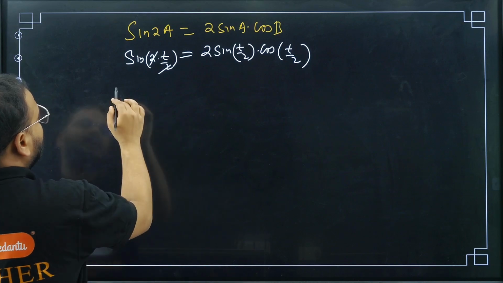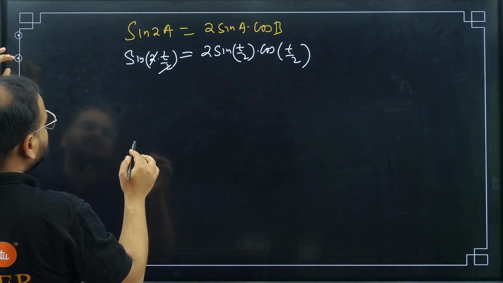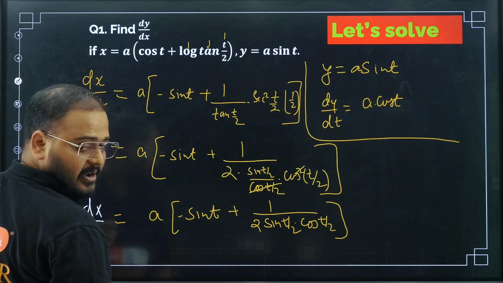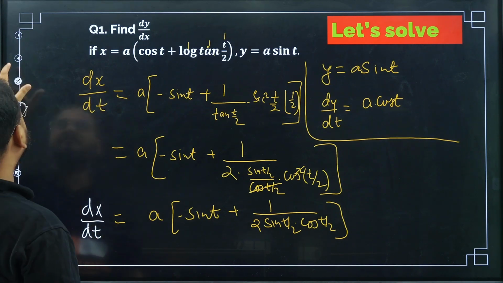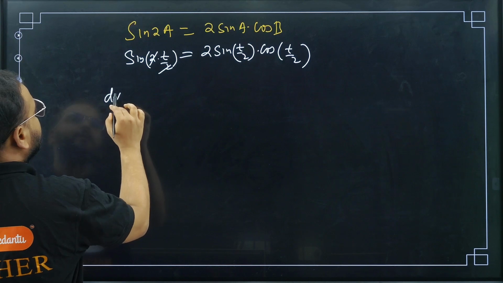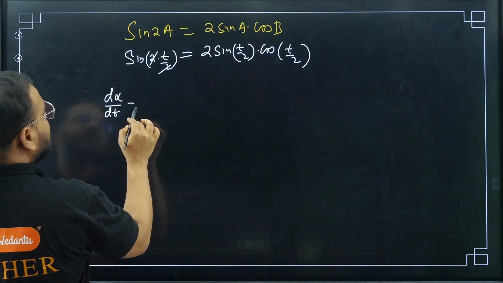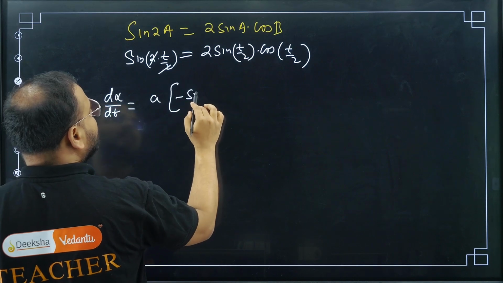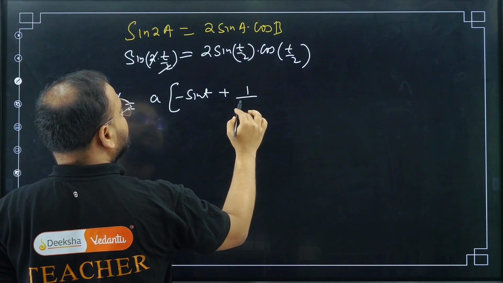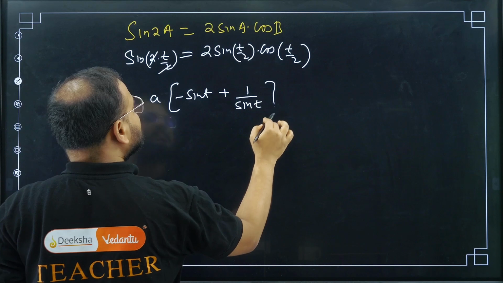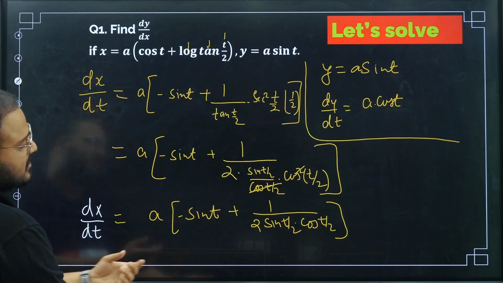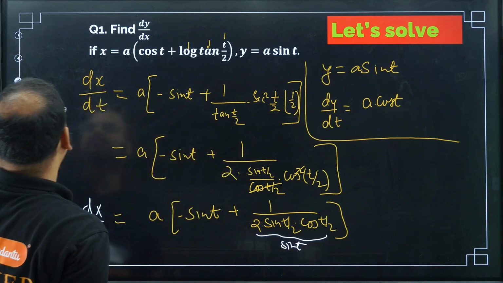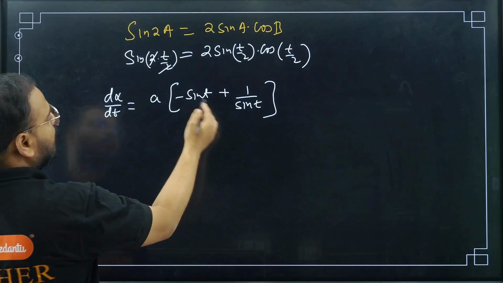Please check here. So I will have, what is this? This is my dx by dt, visible, right? So I can write this in the next step. dx by dt is equal to, what is it? A times of minus sin t plus 1 by sin t. Please don't ask me now why. Because this whole thing I wrote becomes sin t. I just explained, right? This becomes sin t.